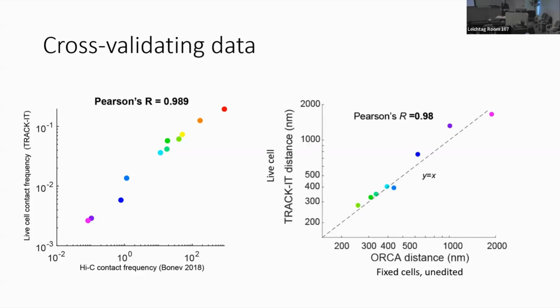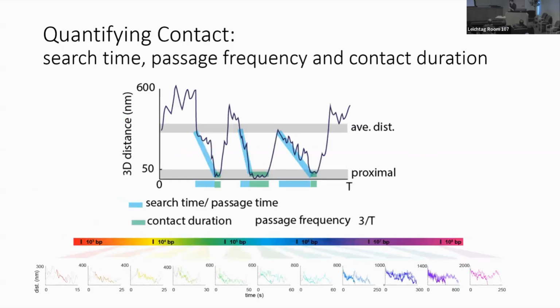If we correlate that to our fixed cells, where now both distances are in nanometers, we also get a pretty good agreement. We have chosen here to use the unedited fixed cells. We don't see any sign that the labels themselves have substantially perturbed the structure either. So a little bit of validation.